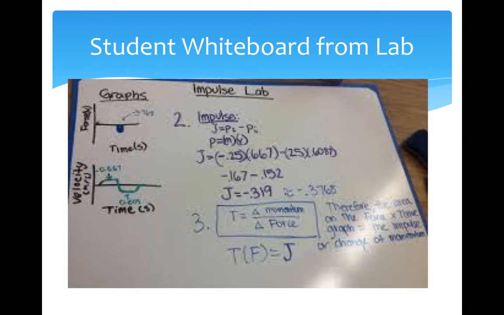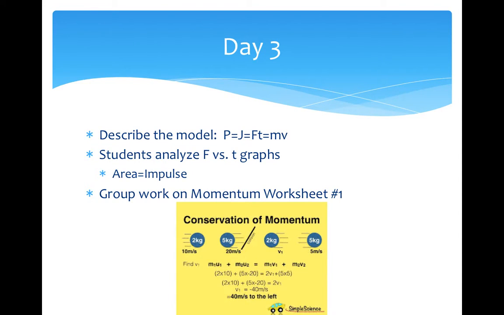Day 3, we describe the model that we've developed. Basically, momentum is equal to impulse, and the equation is F delta T equals M delta V. And I'll have students analyze the force time graphs that were created in part 1 of the lab. And really, we're using graphical analysis to take the integral with one click of the force time graphs, which represents the impulse.